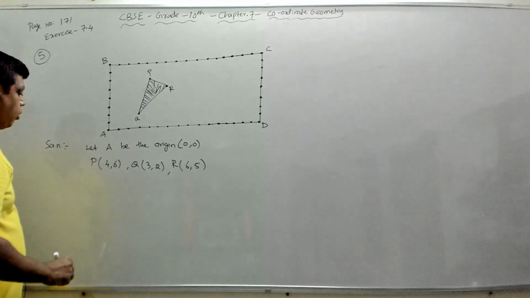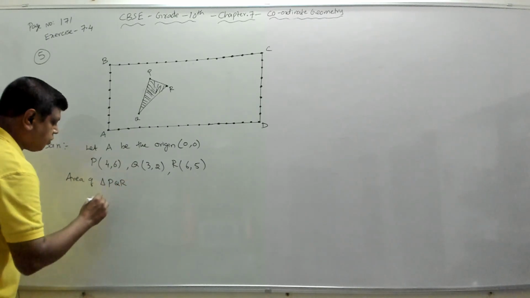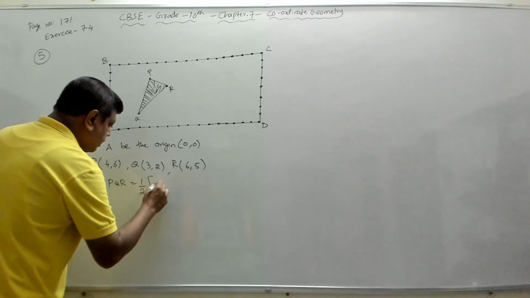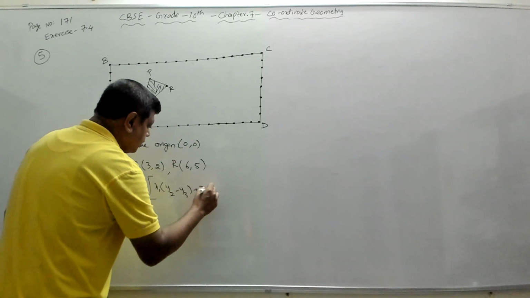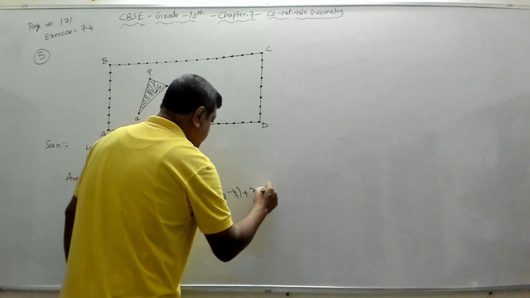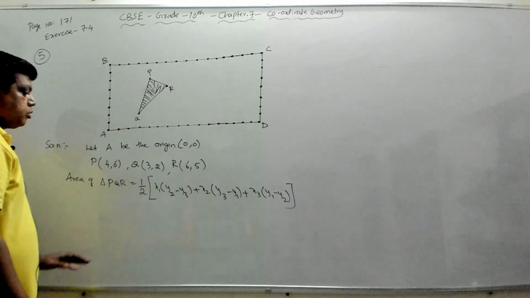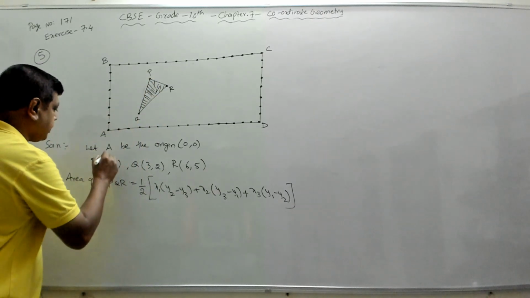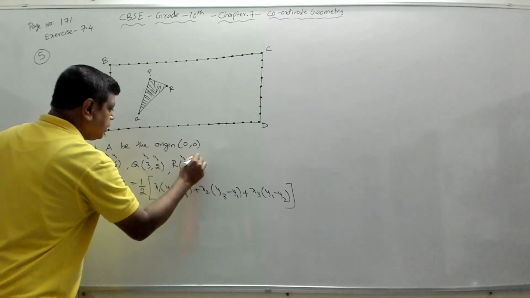Then what is the area of the triangle? We need to find the area of the triangle PQR. Now, the formula for the area of a triangle is half of x1 into y2 minus y3, plus x2 into y3 minus y1, plus x3 into y1 minus y2. This is the formula to find the area of the triangle if three vertices are given. If you take these as x1, y1, x2, y2, x3, y3.